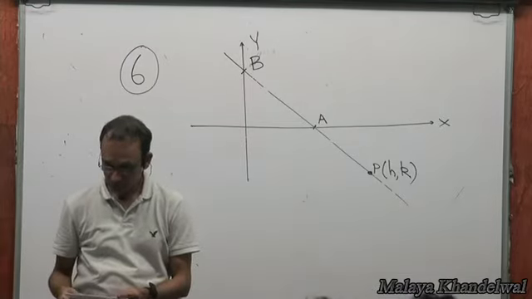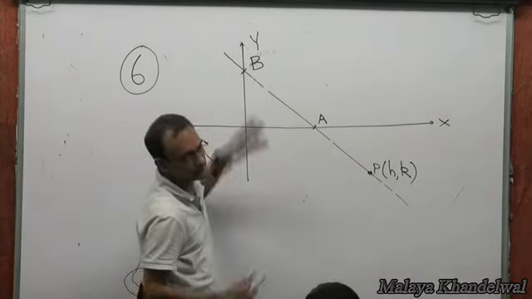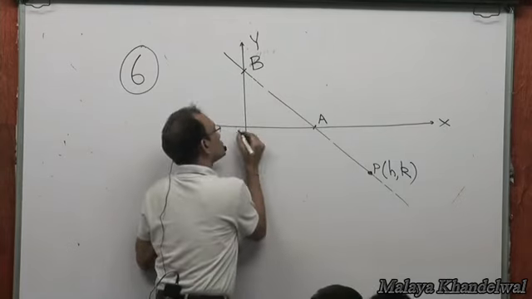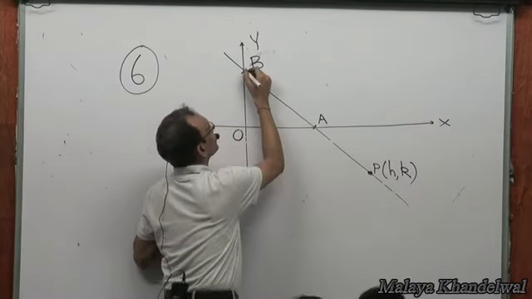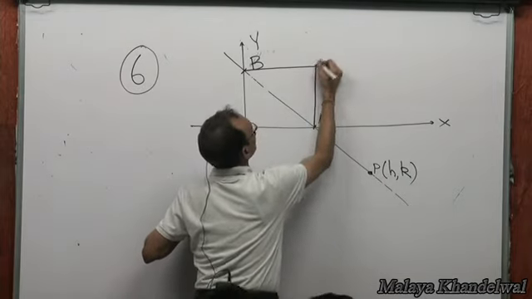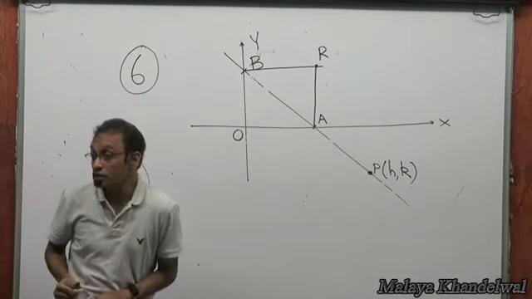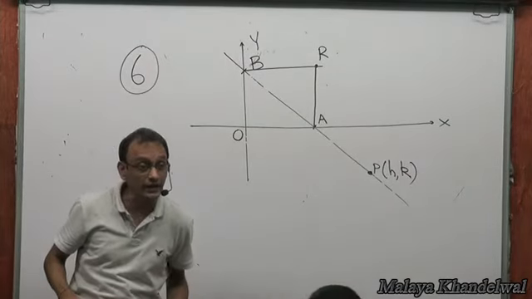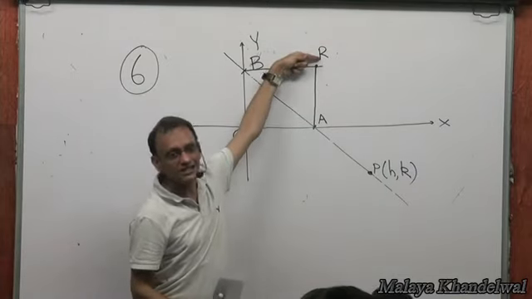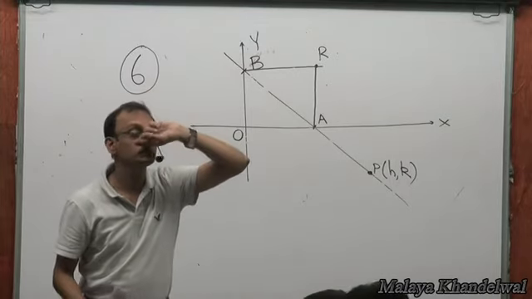Now, for every line that I draw through P, there is a certain A and there is a certain B. And this is the origin. For every such line, I complete this rectangle OARB. I get different rectangles for different lines passing through H comma K, and therefore I get different ABs, and therefore I get different Rs. Yes or no? Right?